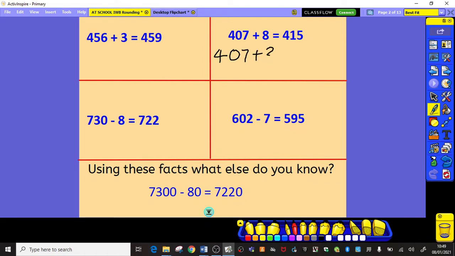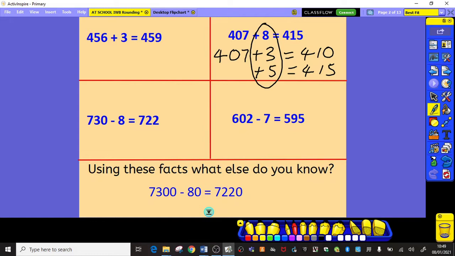407 adding 3, which takes me to 410. Adding then my 5, which takes me to 415. So you can see that I've broken down adding 8 into add 3, add 5. That's because by adding 3, I get to the nearest multiple of 10. I'm bridging through my 10.